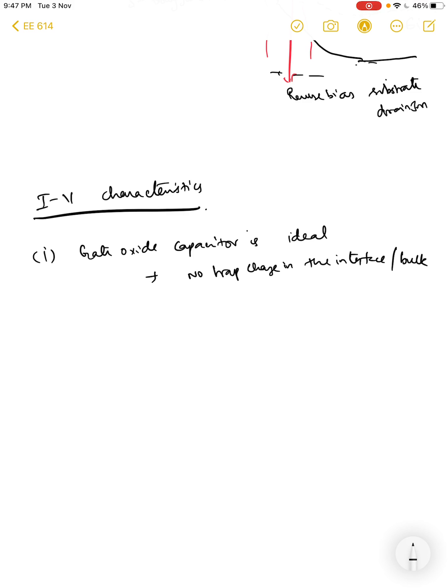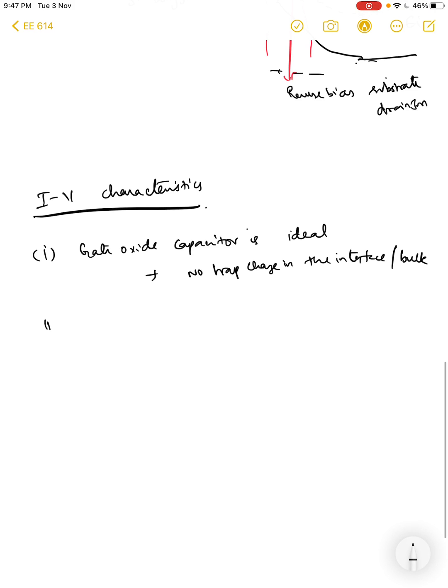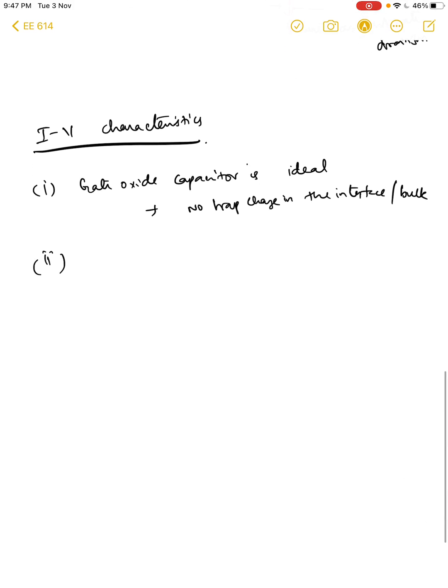But at the end of this lecture, we will also see that it can also be accounted for. But when we first start dealing with it, we are going to assume that the gate oxide is ideal. Second, only drift currents will be considered. This is a very important assumption.